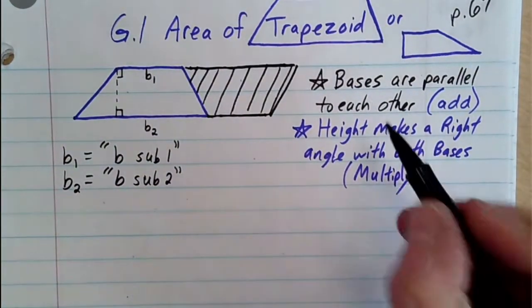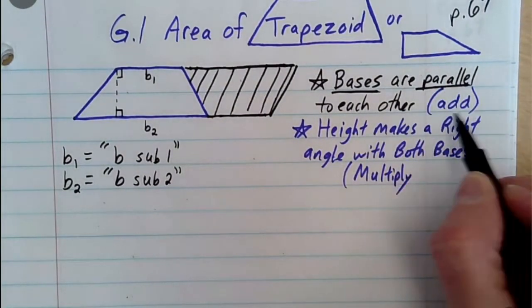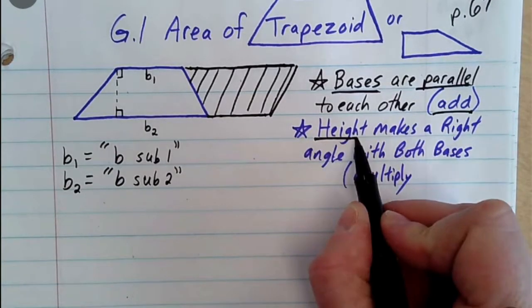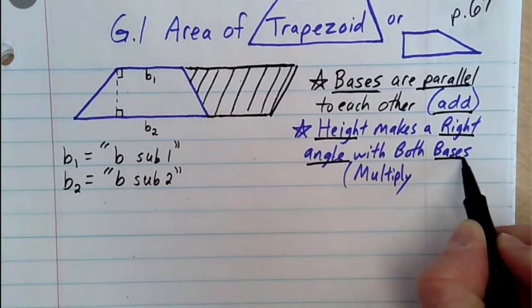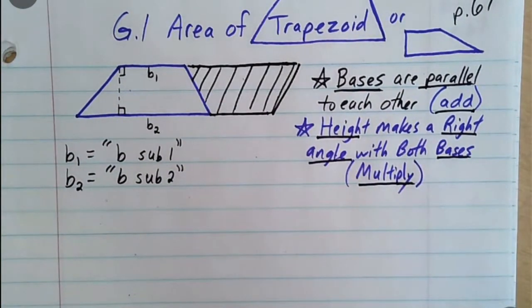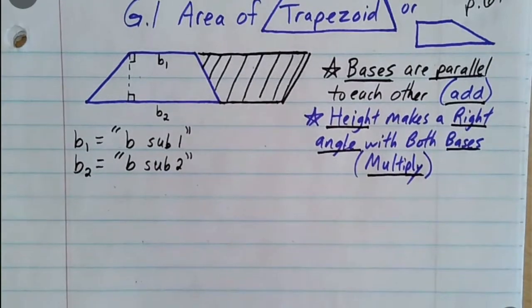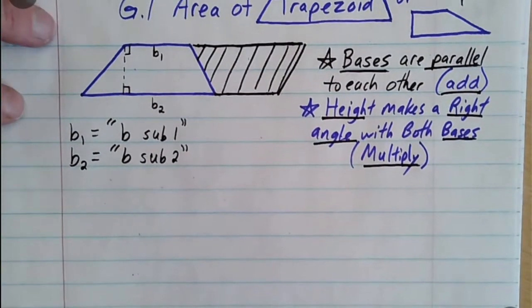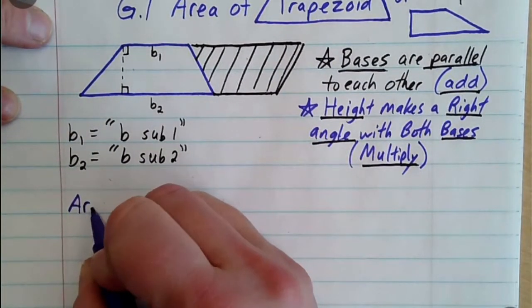So your bases are parallel to each other. They're the ones that you add. And then your height makes the right angle with the bases, and that's the one that you multiply. Oops, forgot the other parenthesis here. So what's our formula to find the area of a trapezoid? And we will learn this formula. We will write it. We will say it a lot.